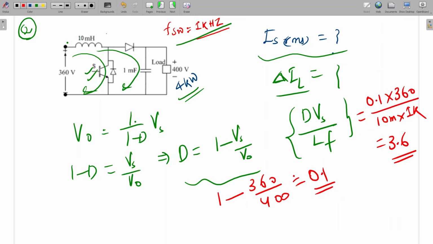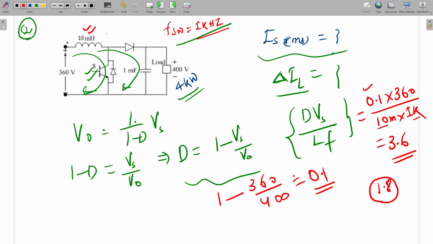See, 0.1 is here, no? Below it will be 10. 10 milli into 1K, it will be 10. So it is 3.6. See, 3.6 half, how much it will be? 1.8. Sir, 1 milli, sir. 1 milli. Okay. And this is 10 milli, this one. Okay.